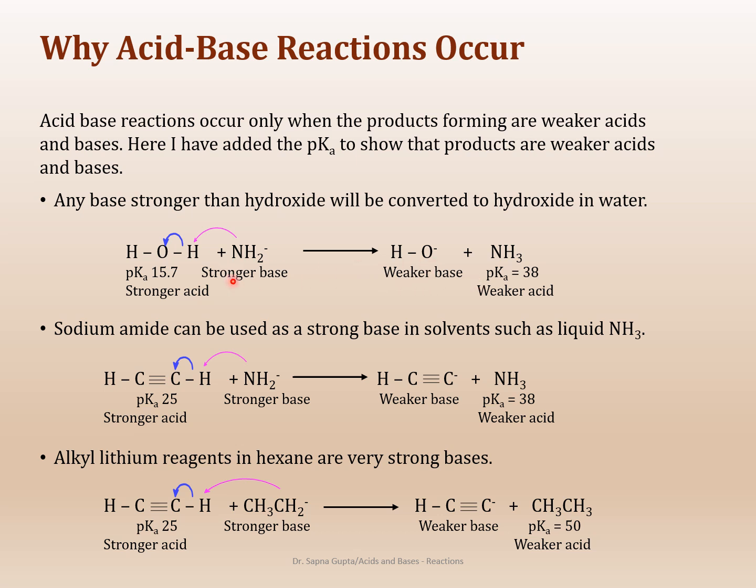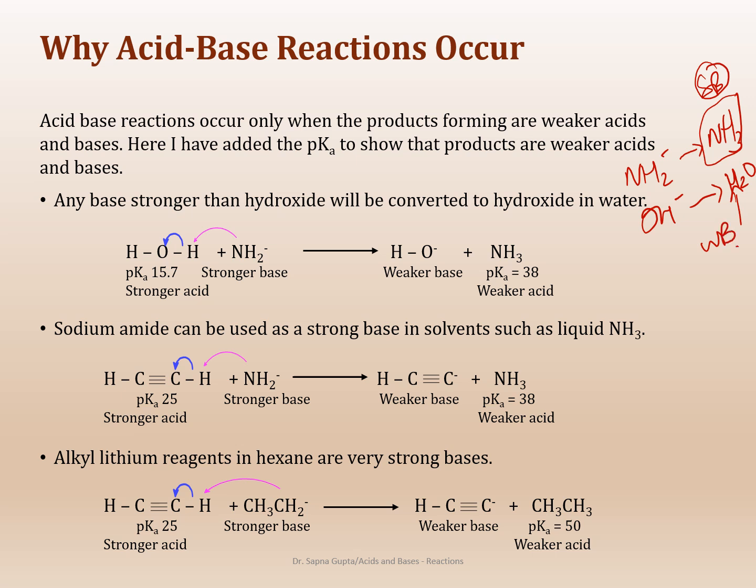Amide is a stronger base than hydroxide. And if you're wondering how you know that amide is a stronger base, it's because NH2 minus is coming from ammonia, whereas hydroxide is coming from water. Ammonia is the stronger base. You don't have to think too much about it because ammonia is a base. So this is a stronger base. This is a weaker base.